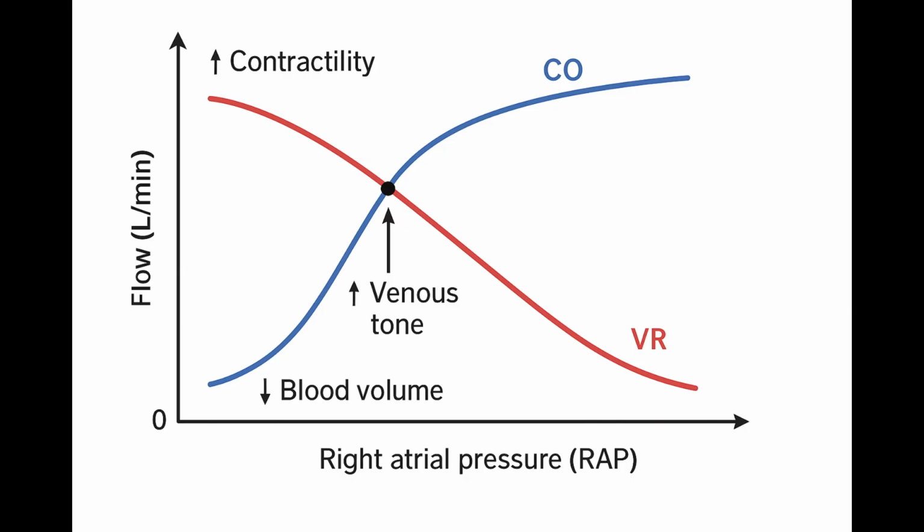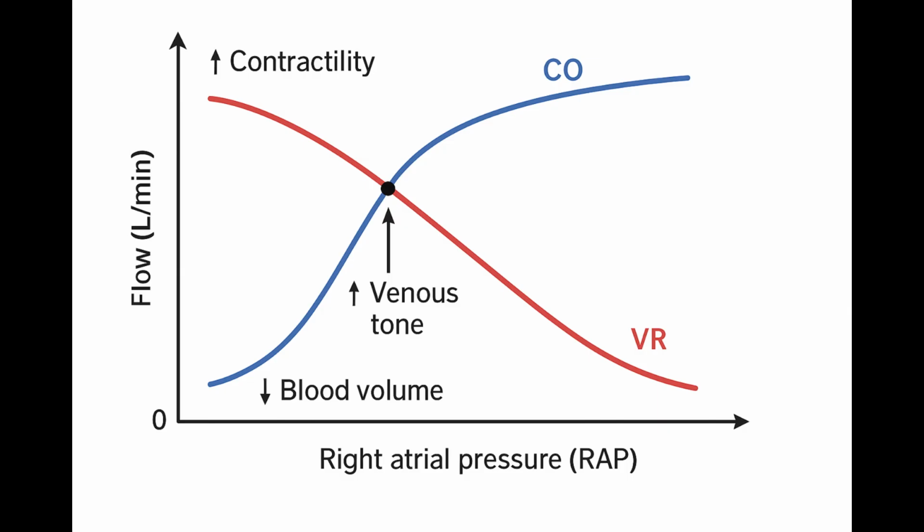Right. Let's start big picture then, the macro view. Guidance analysis, that CO/VR graph. So imagine this graph. Y-axis is flow, liters per minute. And that's both CO and VR. They have to match up. They have to match, yeah. And the x-axis is atrial pressure, RAP, which is basically your central venous pressure, CVP. Exactly. And the magic really is where those two curves cross.